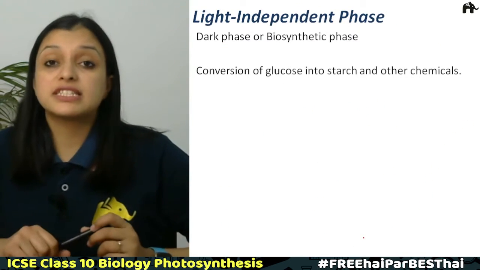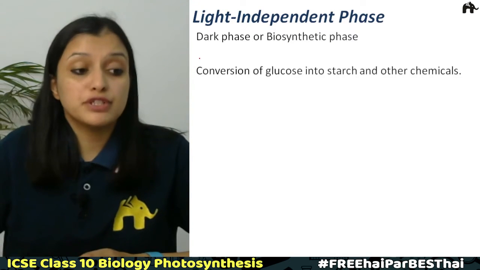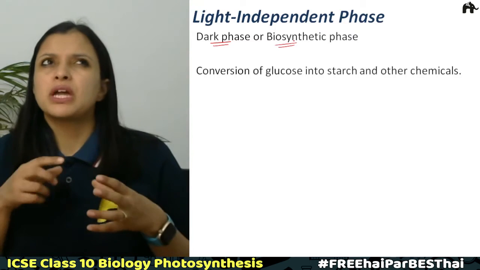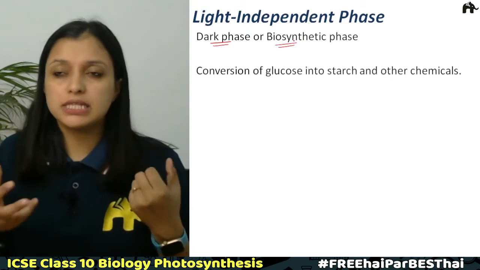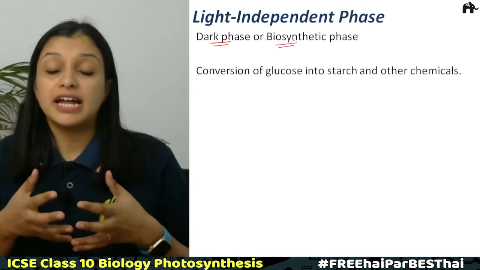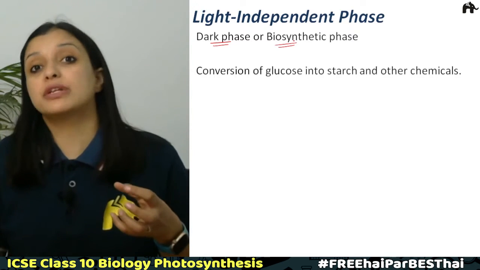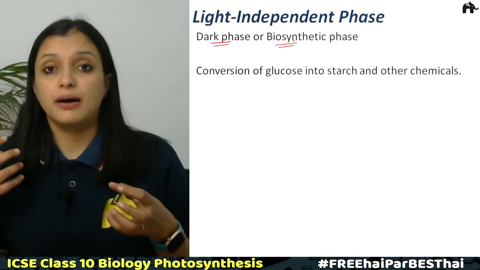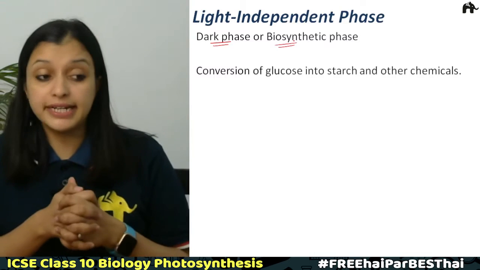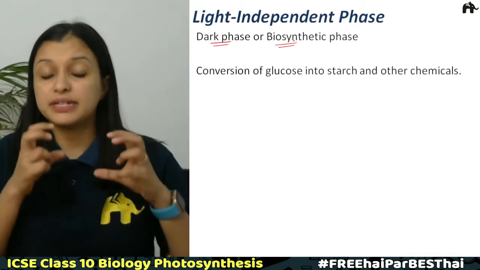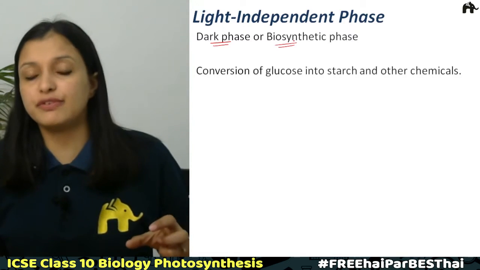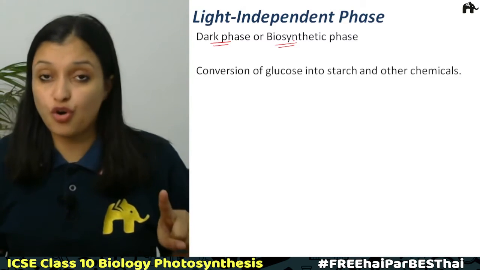Now the second phase is the light independent phase, which is also called the dark phase or the biosynthetic phase. Now calling it a dark phase is somewhere not right, because it does not mean that this phase happens only during night or does not happen during the daytime, right? So basically the reactions that happen during the light independent phase are not dependent on light.